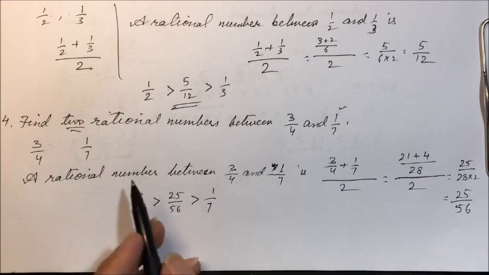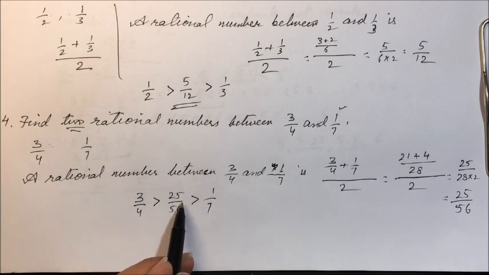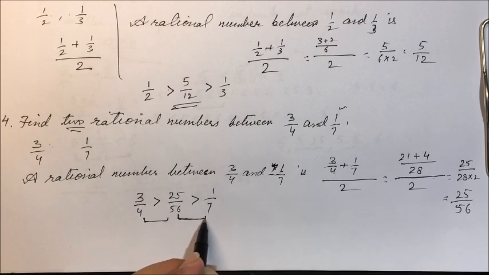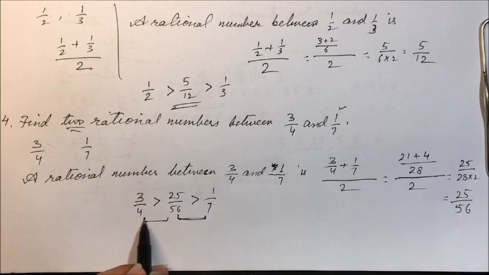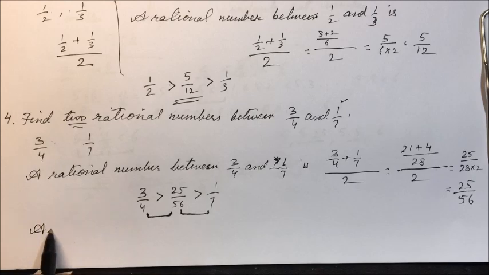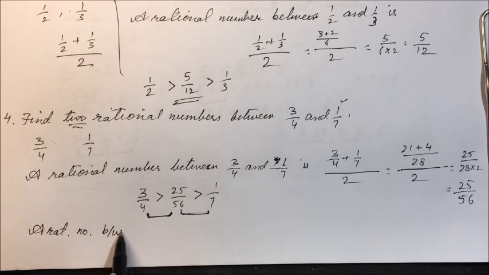Now we have to insert one more rational number. One we have already inserted. Either we can insert between these two rational numbers or between these two rational numbers. So if I am inserting between them, for example, I am taking this one. So a rational number between 3 by 4 and 25 upon 56.